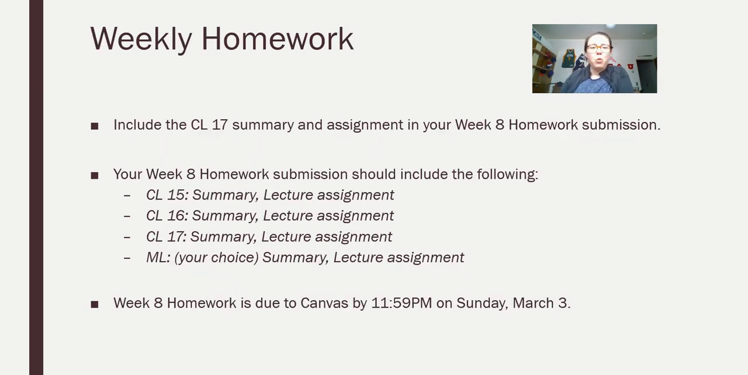All right, weekly homework. So be sure to include the core lecture 17 summary and assignment in your week 8 homework submission. Also, in your week 8 homework submission, you should include the summaries and assignments of core lectures 15, 16, and 17, as well as the summary and assignment from a mini lecture of your choice. This is all going to be due on Sunday, March 3rd.